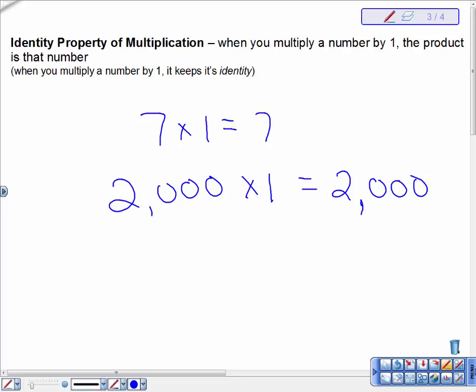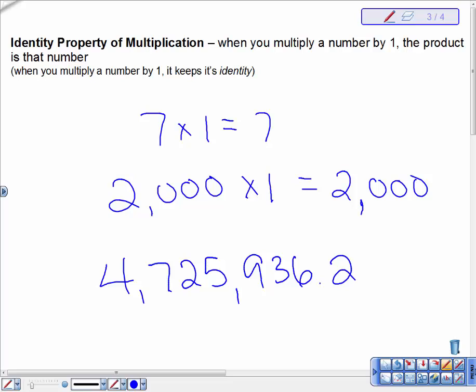I could have 4,725,936.27 cookies multiplied by 1 equals that number. Every single number multiplied by 1 equals itself. It keeps its identity. You're only using that number one time, so it doesn't change. That's a super easy one.